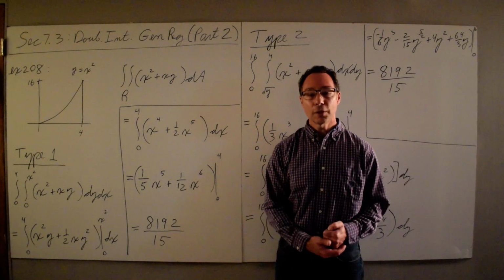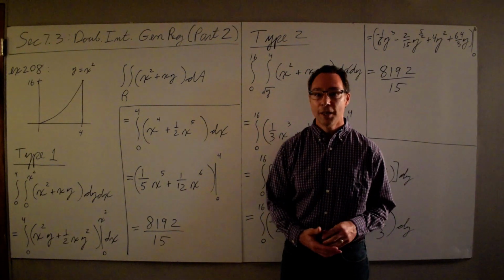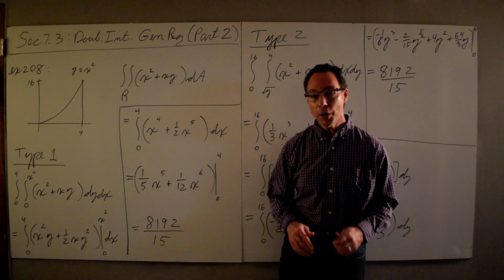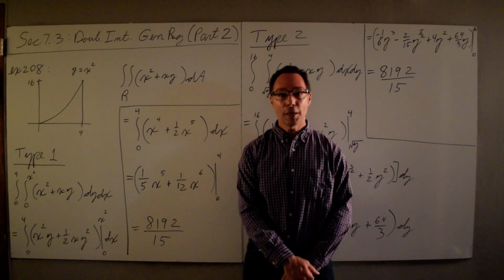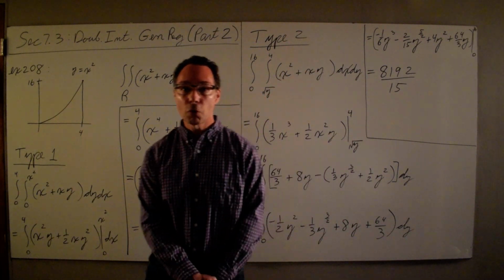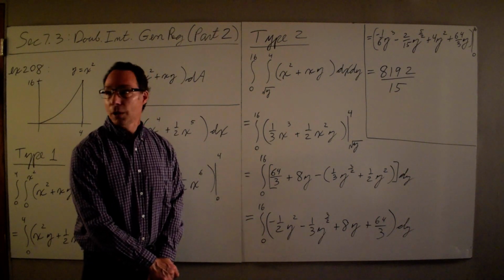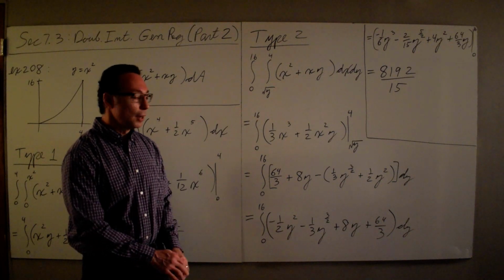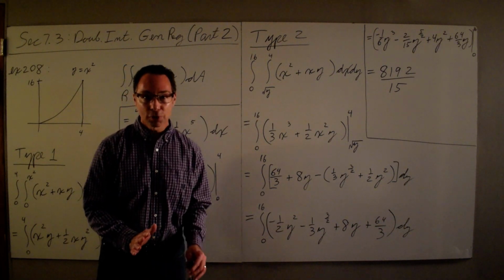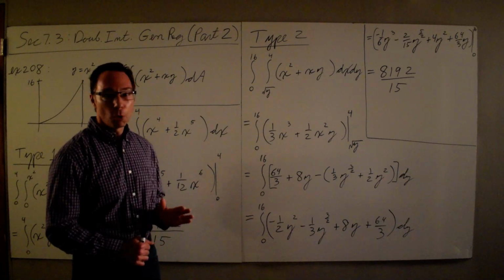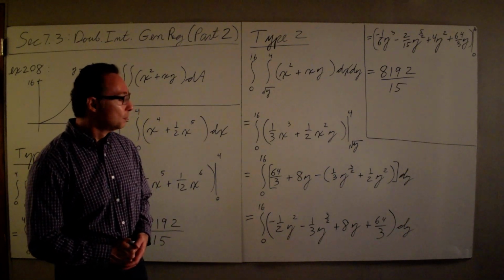And now we're going to set this up as a type 2 region. Now remember what I said in the last video. Even though both methods are correct and we'll get the same answer both ways, that does not mean that both integrals are equally easy to do. So it could very well be that one of these is simpler than the other. And I think for this particular example, setting it up as a type 1 region was simpler than a type 2. But we can set it up as a type 2.